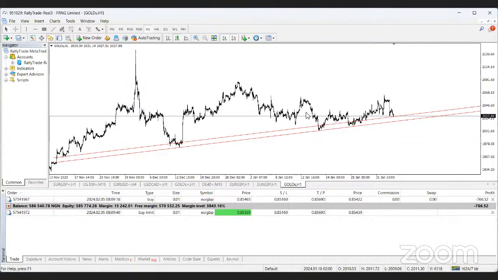Okay, back to the discussion. Now look at gold right now and tell me what you feel we should do when it comes to gold. Shall we buy or shall we hold?